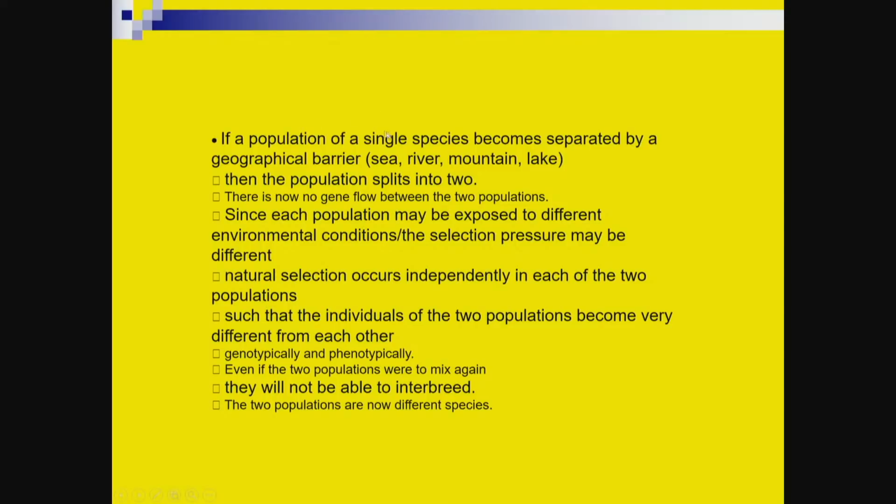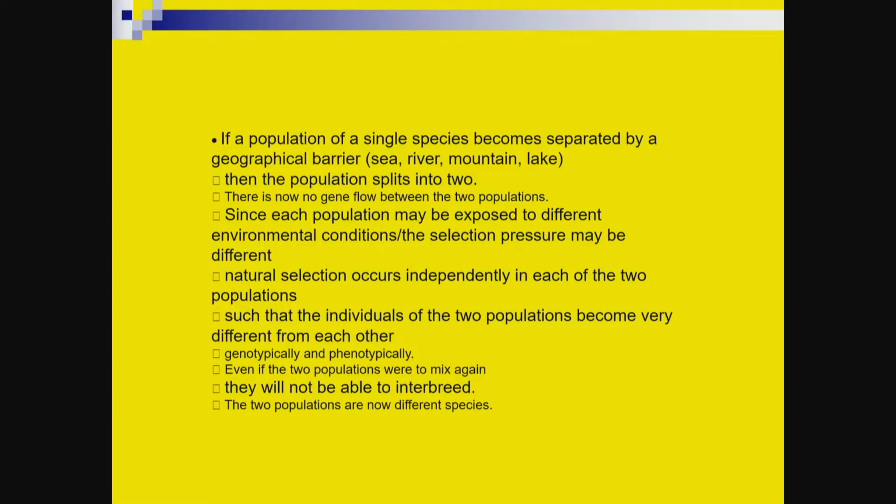So the differences, we must explain that original species. We must explain the geographical barrier. Which one is the geographical barrier? In how many populations does it split into? There are different environmental conditions, natural selection independently. There are different species now. Maybe there are two different, for example, the emus and the ostrich. There are two different species now.